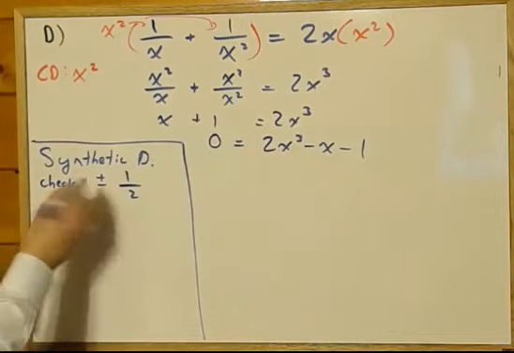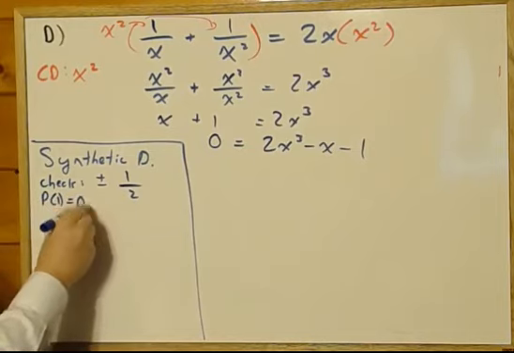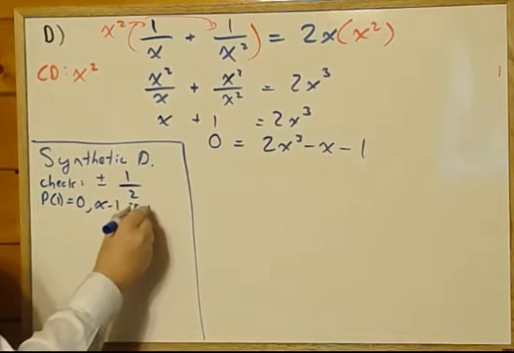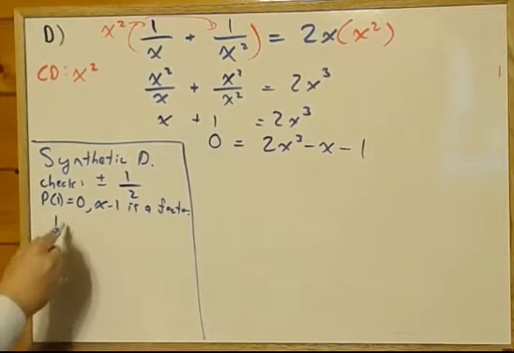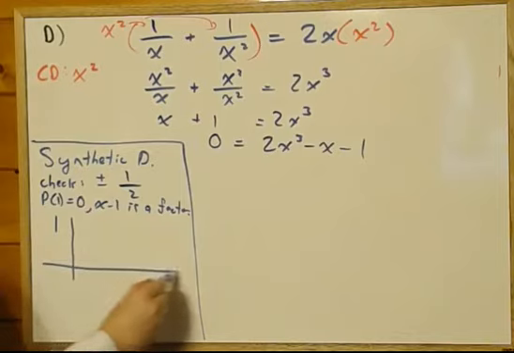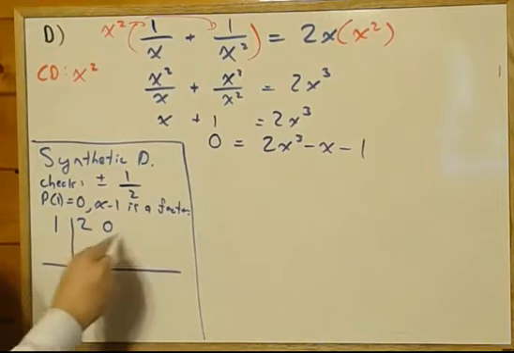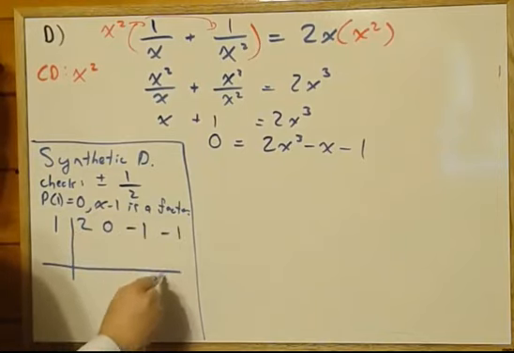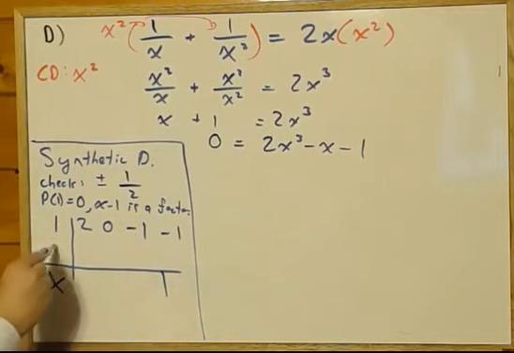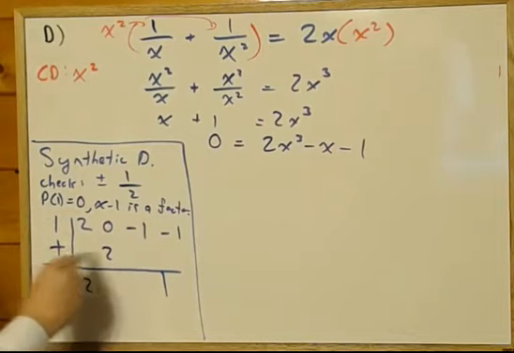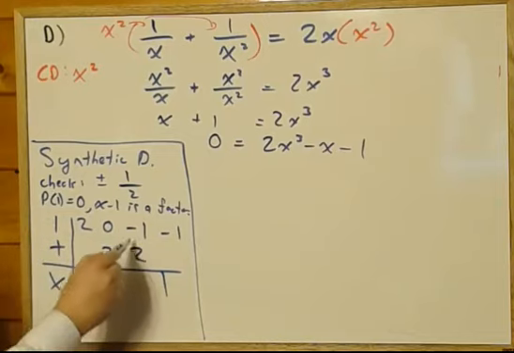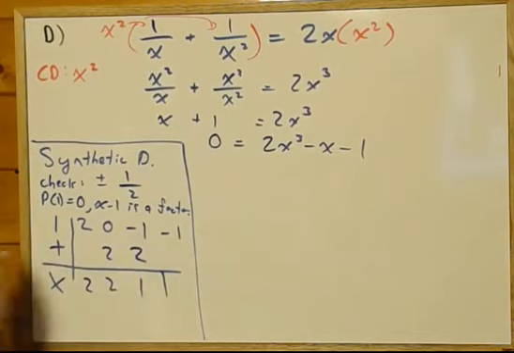So here, since p of 1 will be equal to 0, x minus 1 is a factor. So we'll put the restriction in here, 1, and we'll put the coefficients of this thing. So it'll be 2, there's no quadratic term, so we'll put a 0, -1, and another -1. We will invoke large multiplication and big addition. So the 2 comes down. 1 times 2 is 2. 0 plus 2 is 2. 1 times 2 is 2. -1 plus 2 is 1. 1 times 1 is 1. We end up with a 0.